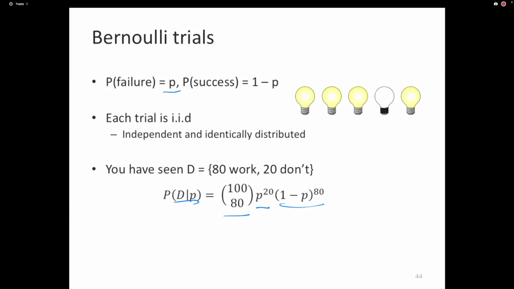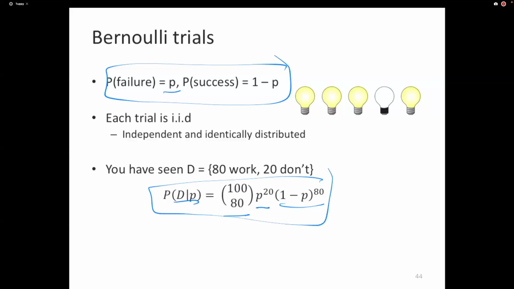1 minus P is the probability of success. So this is the likelihood term, and this hopefully gives you an intuition for how the likelihood is going to get calculated. We made an assumption about how a single data point is generated, in this case, each data point is a light bulb, and based on that assumption, we are able to calculate the value of the likelihood.